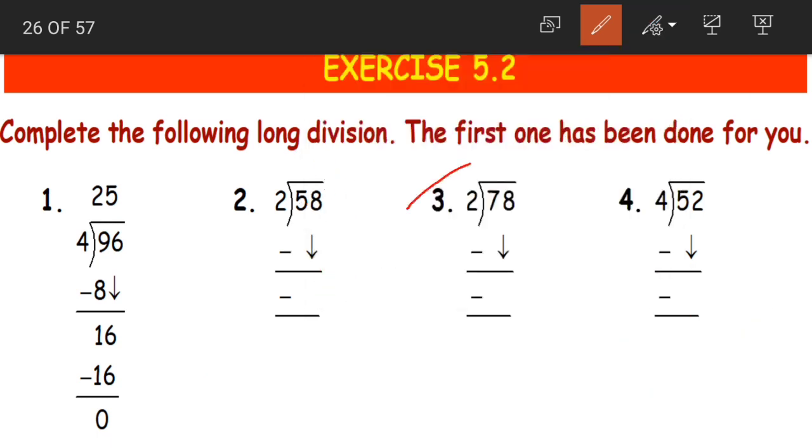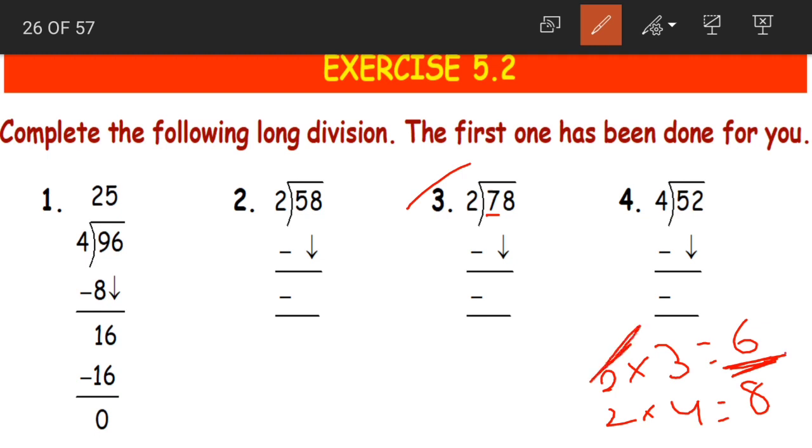Coming to question 3. 78 divided by 2. Yes children, again 7. We do not have 7 in 2 table. We have 2 3s are 6 and 2 4s are 8. 7 lies in between here. So going with the smaller number. 2 3s are 6, so 3 is written in the quotient, 6 written below here. 7 minus 6 becomes 1, bringing 8 down.